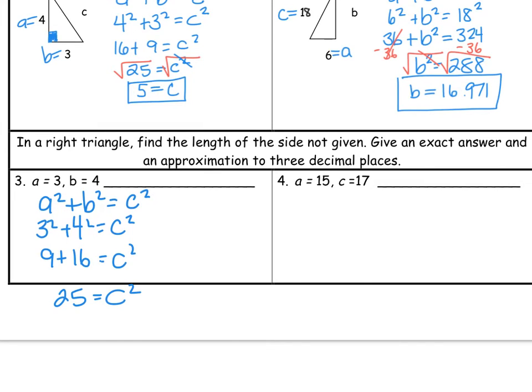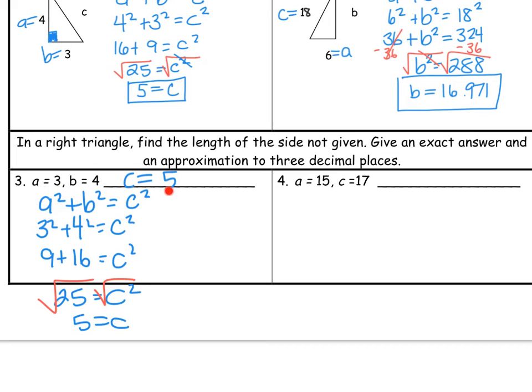25 equals c squared. And again, the last step is to take the square root. And we get 5 equals c. So the hypotenuse length is 5. And this 3, 4, 5 is what we call a Pythagorean triple. And any multiple of that will work. So if you see legs of 3 and 4, the hypotenuse is always going to be 5.